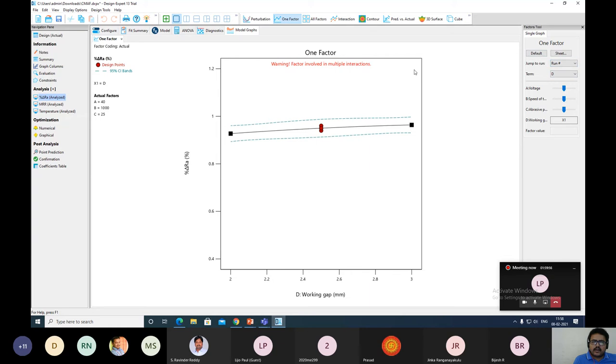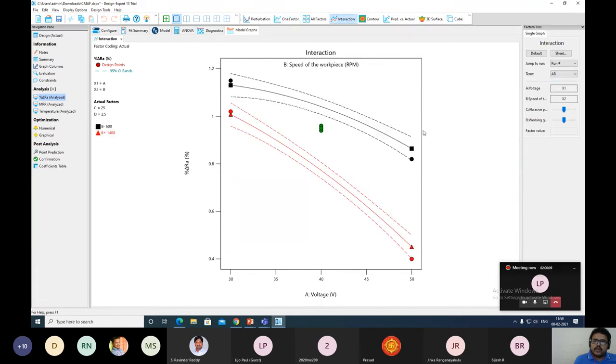multi-factor effect, etc. And all the equations are inbuilt in the software, right? I'm not calculating anything, but I have shown in the PPT how this mean is calculated for one factor as well as for interaction plots, etc. Right? And also we learned that if these are parallel, then there won't be any interaction, and when there is a certain slope, then we can assume that these parameters like the speed of workpiece and the voltage will have certain interaction.